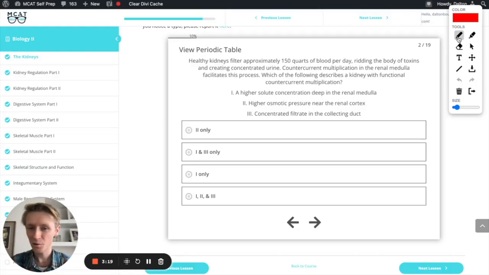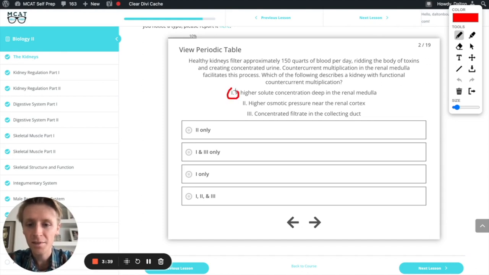Now let's come back to the question and take a look at our answer options. The question here basically explains a little bit about kidneys and about countercurrent multiplication, and then it asks us which of the following describes a kidney with functional countercurrent multiplication. Well, our first option, number one, a higher solute concentration deep in the renal medulla. And that's exactly what we were talking about.